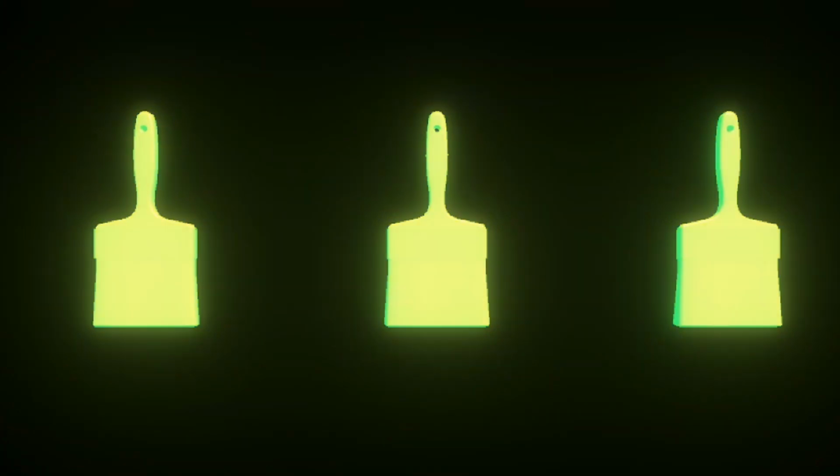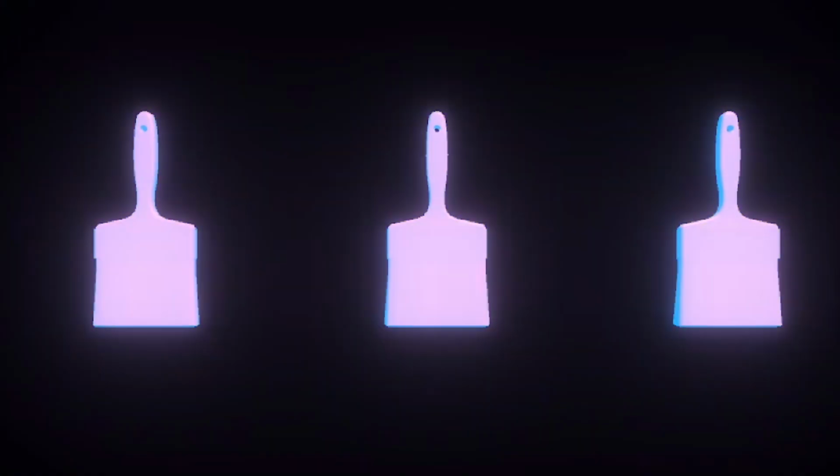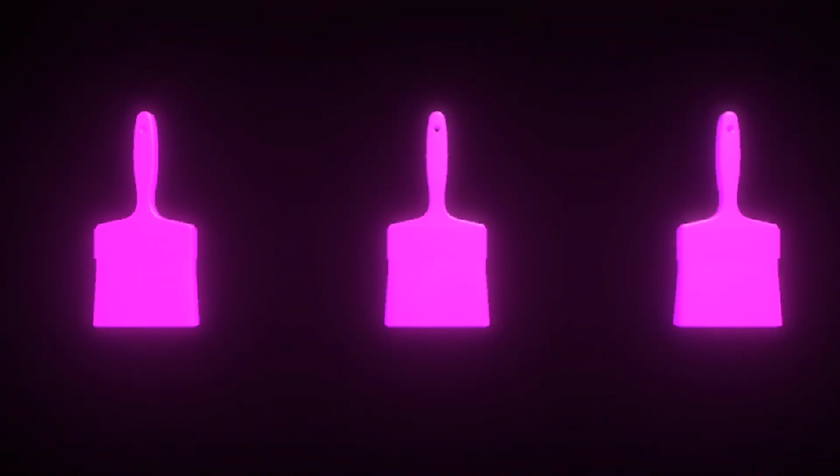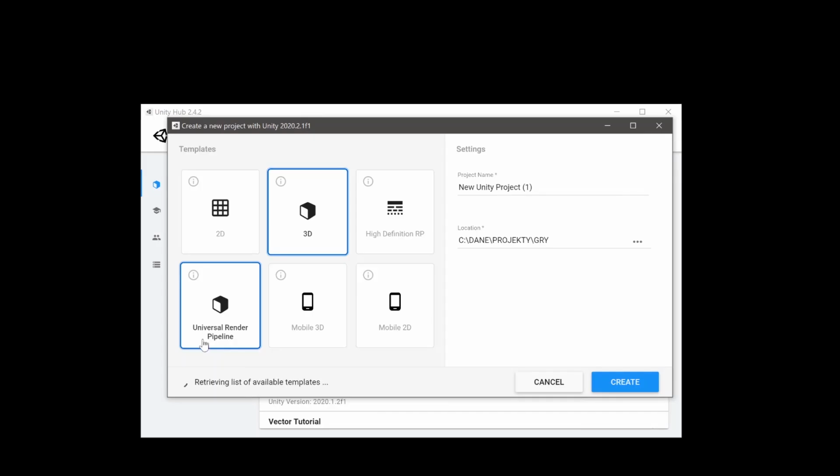Hello guys, you asked for it, so here I will show you how to do this bloom glow effect in Universal Rendering Pipeline in Unity. So let's fasten your seatbelt because we've got about 2 minutes of easy work before us. Let's go. Alright, so this time we choose Universal Render Pipeline, which stands for URP.